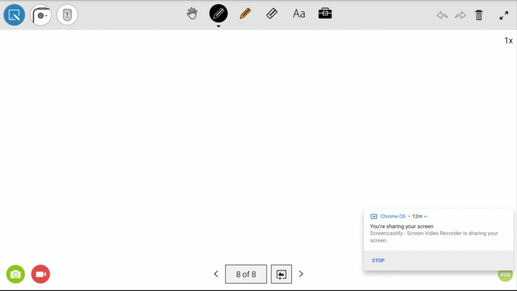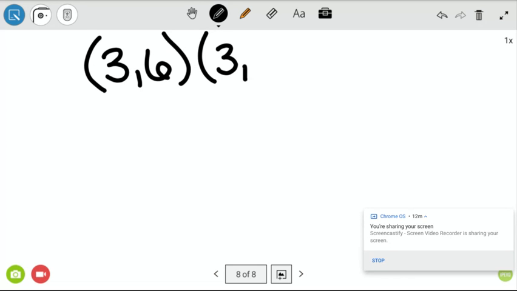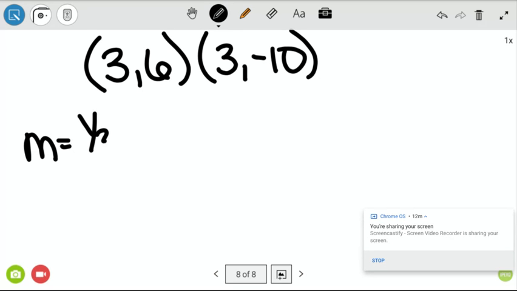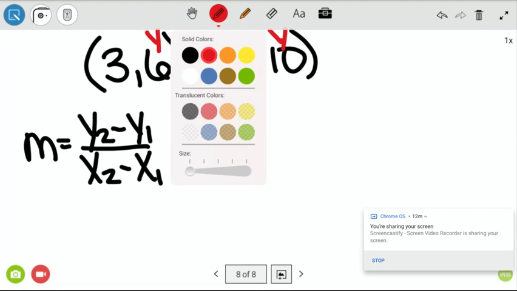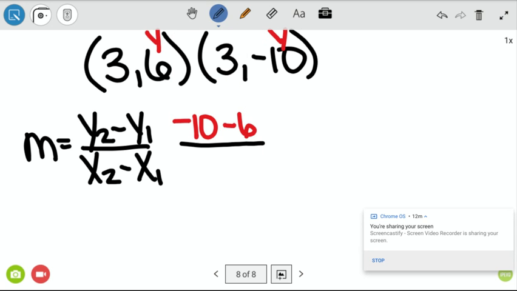All right, so on the slope formula, I have (3, 6) and (3, -10). Okay, so we are going to do y2 minus y1 on top, x2 minus x1 on bottom. So our y coordinates are 6 and -10. So we're going to do -10 minus 6. On the denominator, our x coordinates are 3 and 3. So what happens when I take 3 minus 3? I get 0. And then on the top, I get -16.